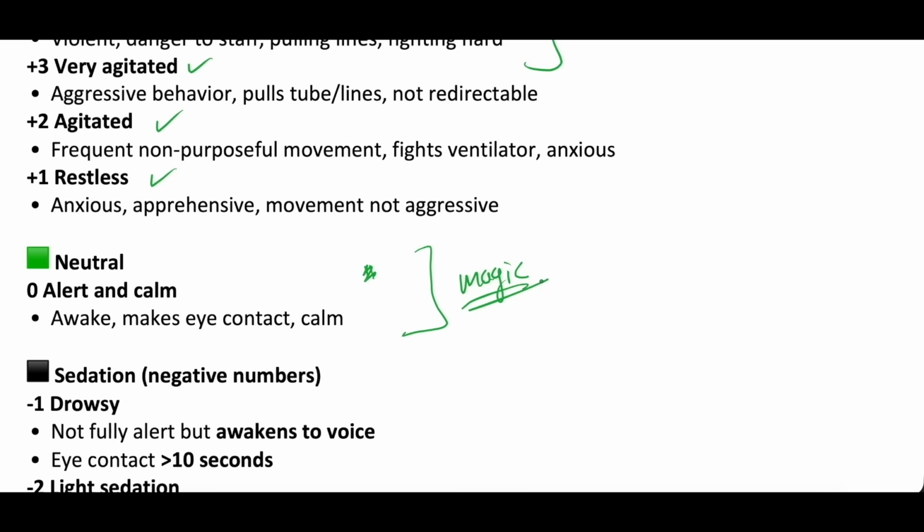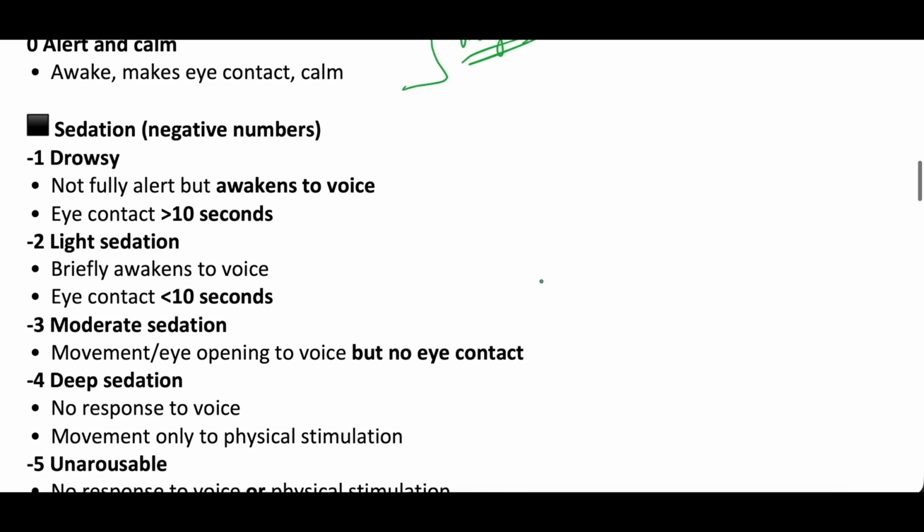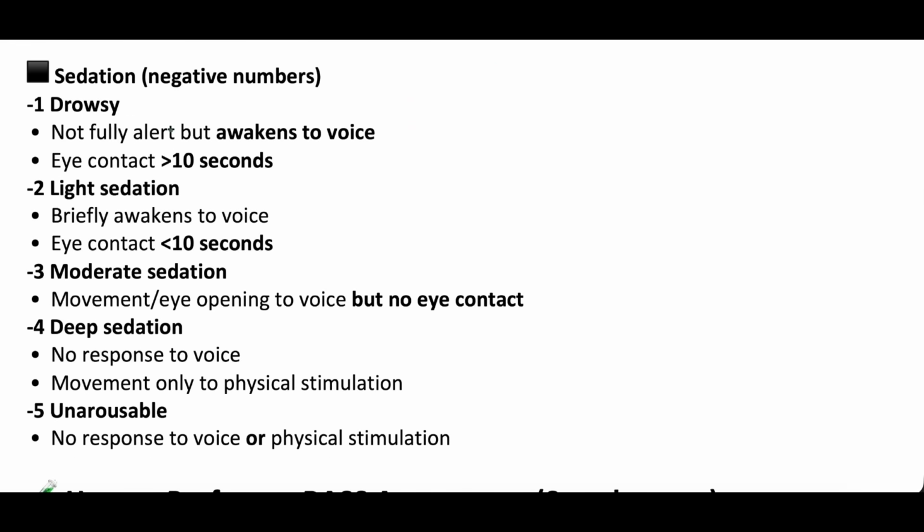And then we get into the negatives, and the negatives correlate with less than alert and calm, right? So they're a little sedated. RASS -1 is drowsy. They're not fully alert, but they'll awaken to voice. They make eye contact for greater than 10 seconds, which is an important objective measure.